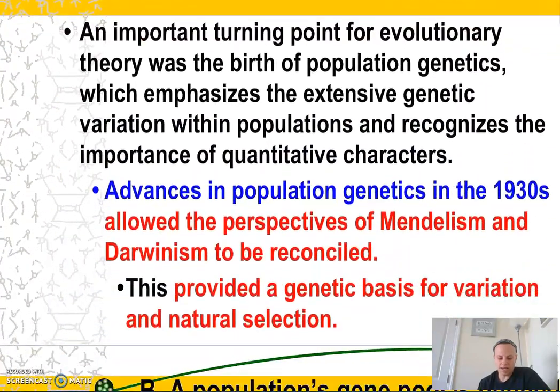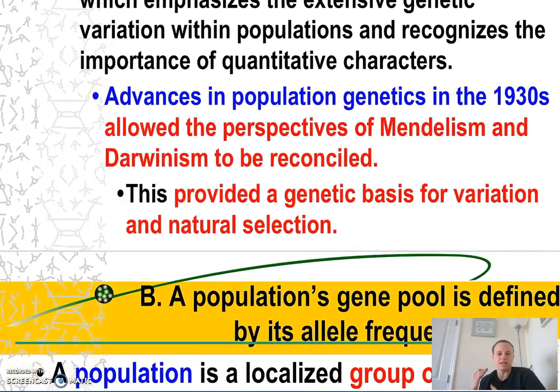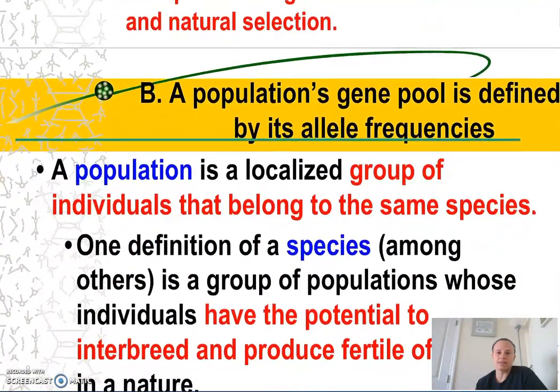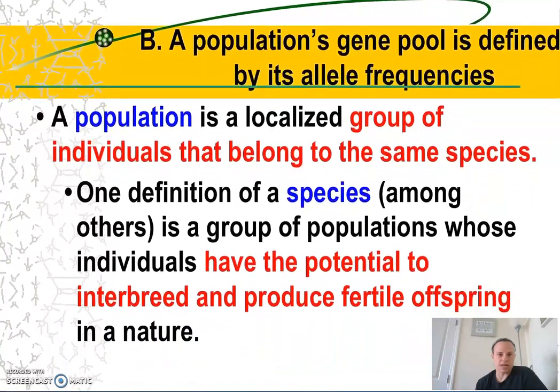Population genetics allowed the perspectives of Mendelianism and Darwinism to be reconciled. It provided a genetic basis for variation and natural selection, and what it did was allow us to apply mathematics to Darwin's and Mendel's ideas.